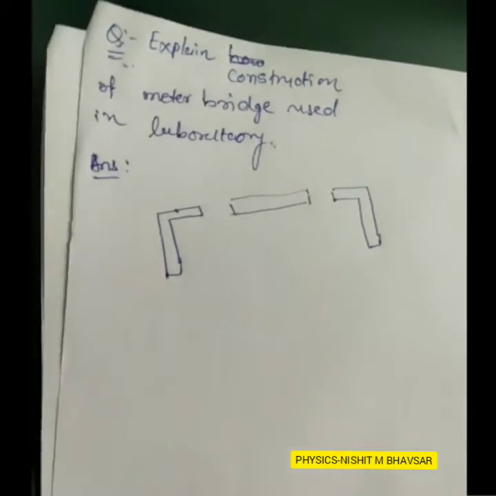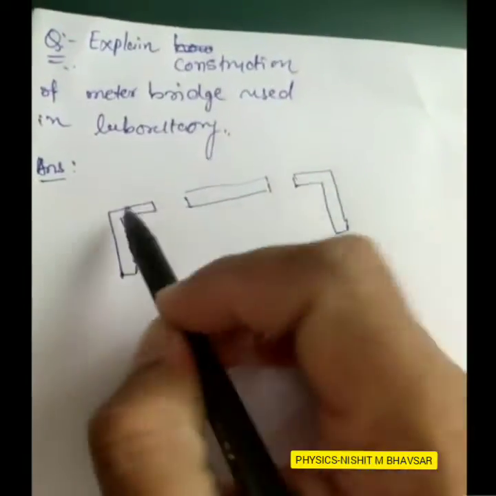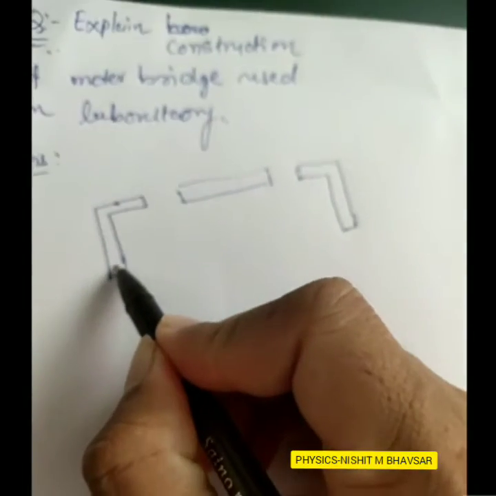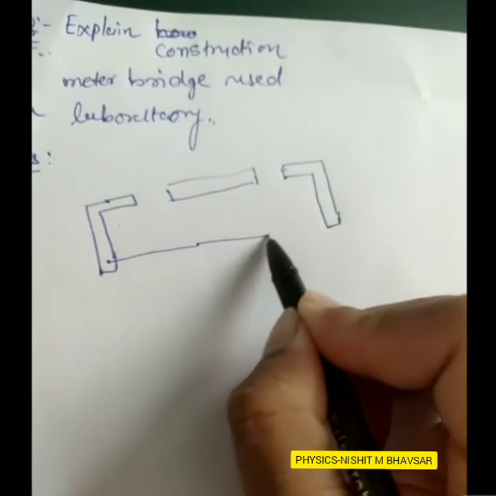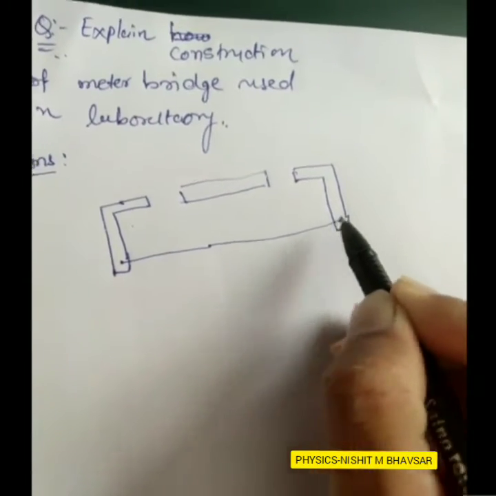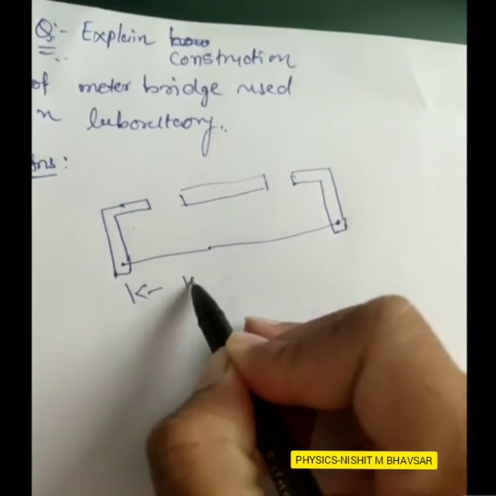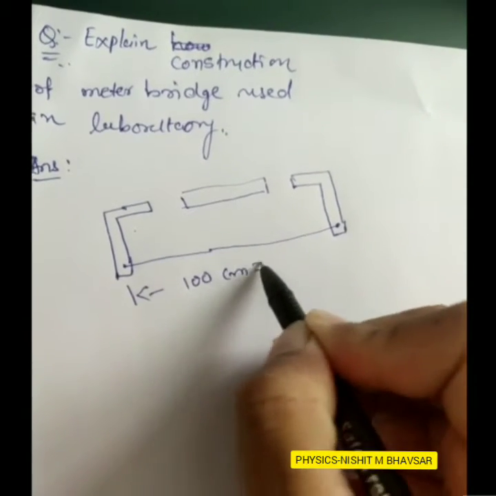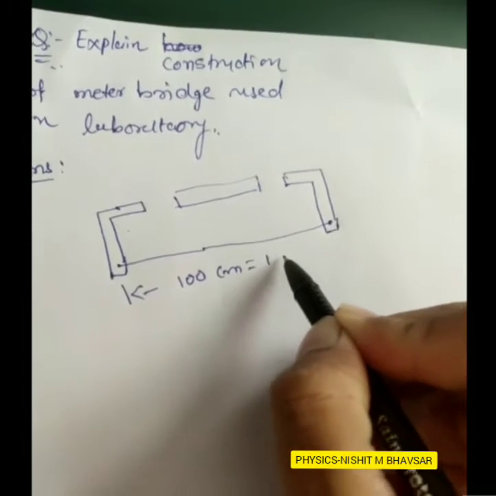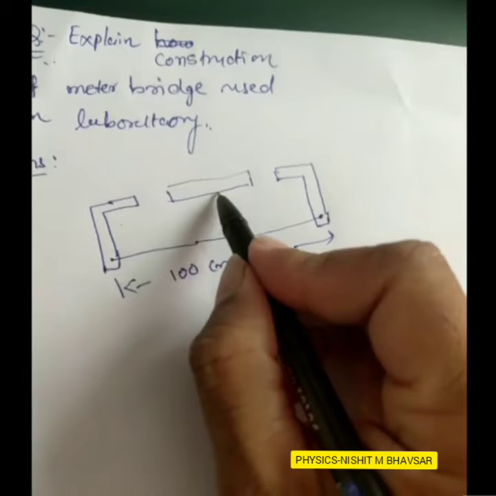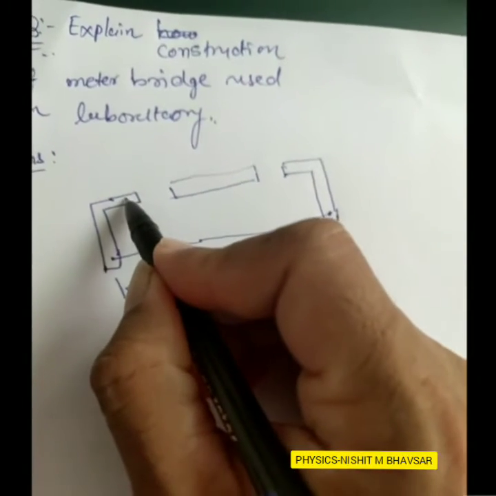Two steel plates, a third one, the steel, and this is a wire. This wire length is 100 centimeter, or else 1 meter. We have some connection over here.